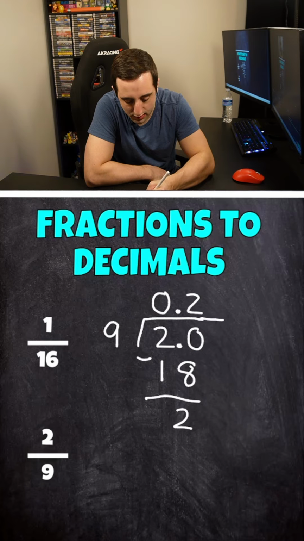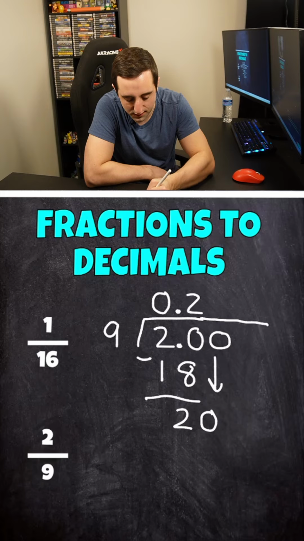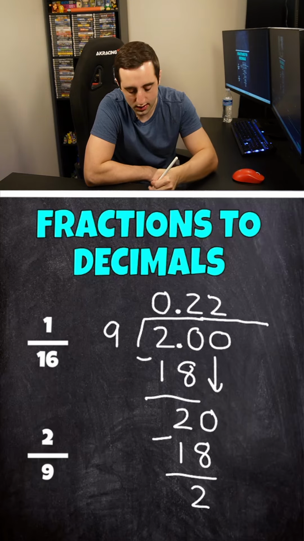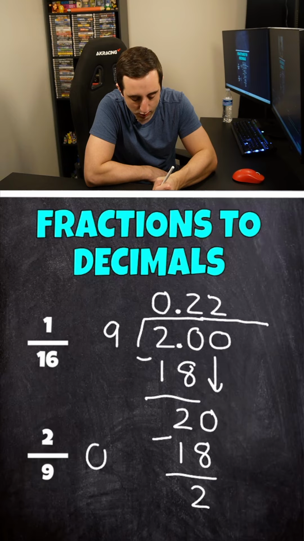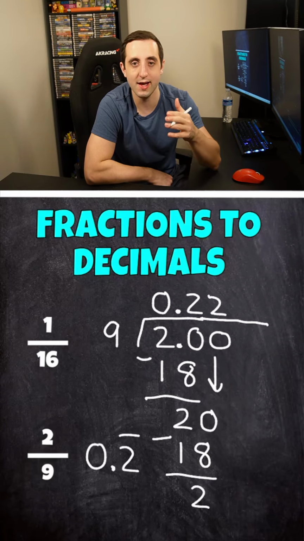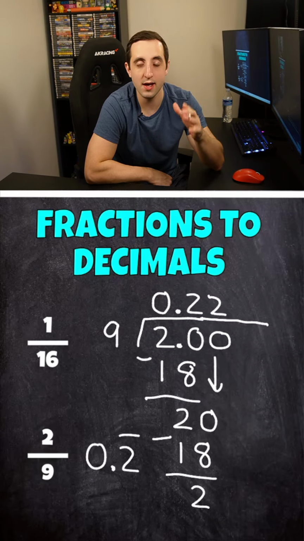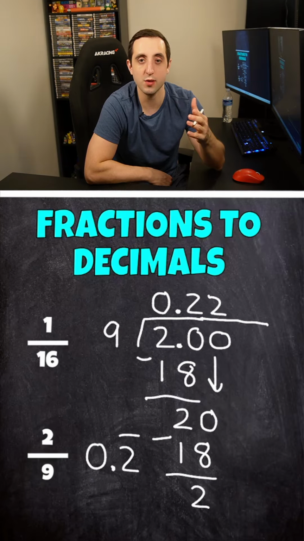We'll extend this line out a little bit, annex a 0 and bring it down. How many times does 9 fit into 20? Well, it fits twice again. 9 times 2 is 18. We subtract, we get a remainder of 2. And you're going to notice this is going to repeat forever. So our final answer for this is going to be 0.2, and then we're going to put a bar notation over the 2, signifying that that 2 is going to be repeating endlessly forever and ever. So hopefully we save the day converting fractions to decimals without the use of a calculator.